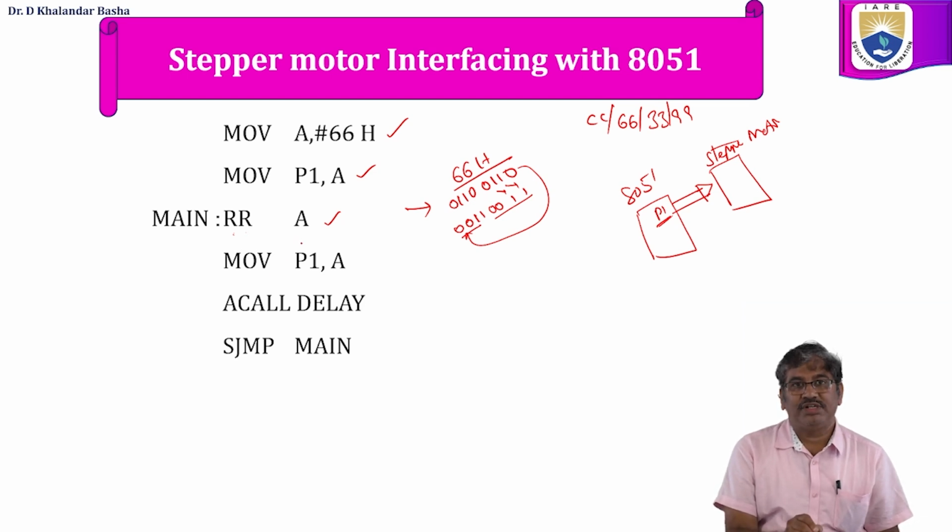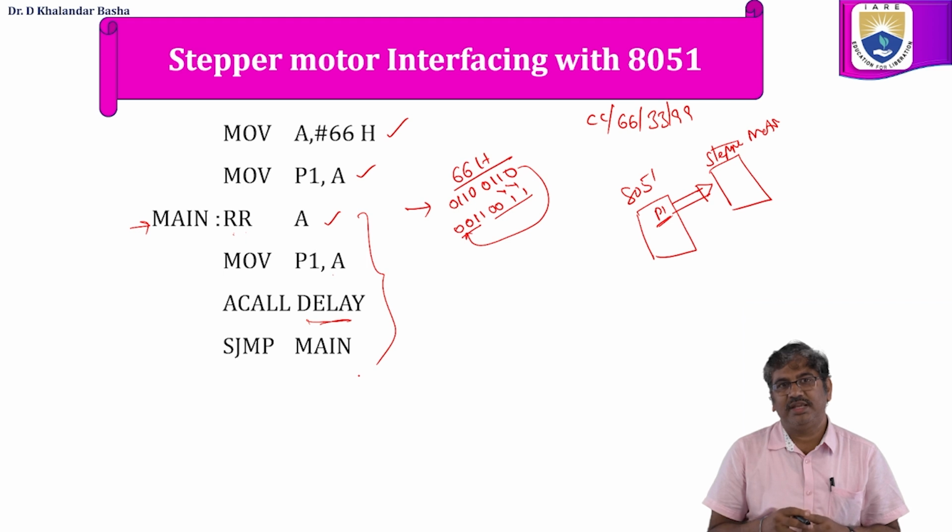What are the patterns which are generated now? That we are going to send to port 1. Then after each and every rotation, we will call for some delay. Then we go for executing from main to L. So this loop will be used for generating a continuous number of clock pulses for exciting the windings of the stepper motor.